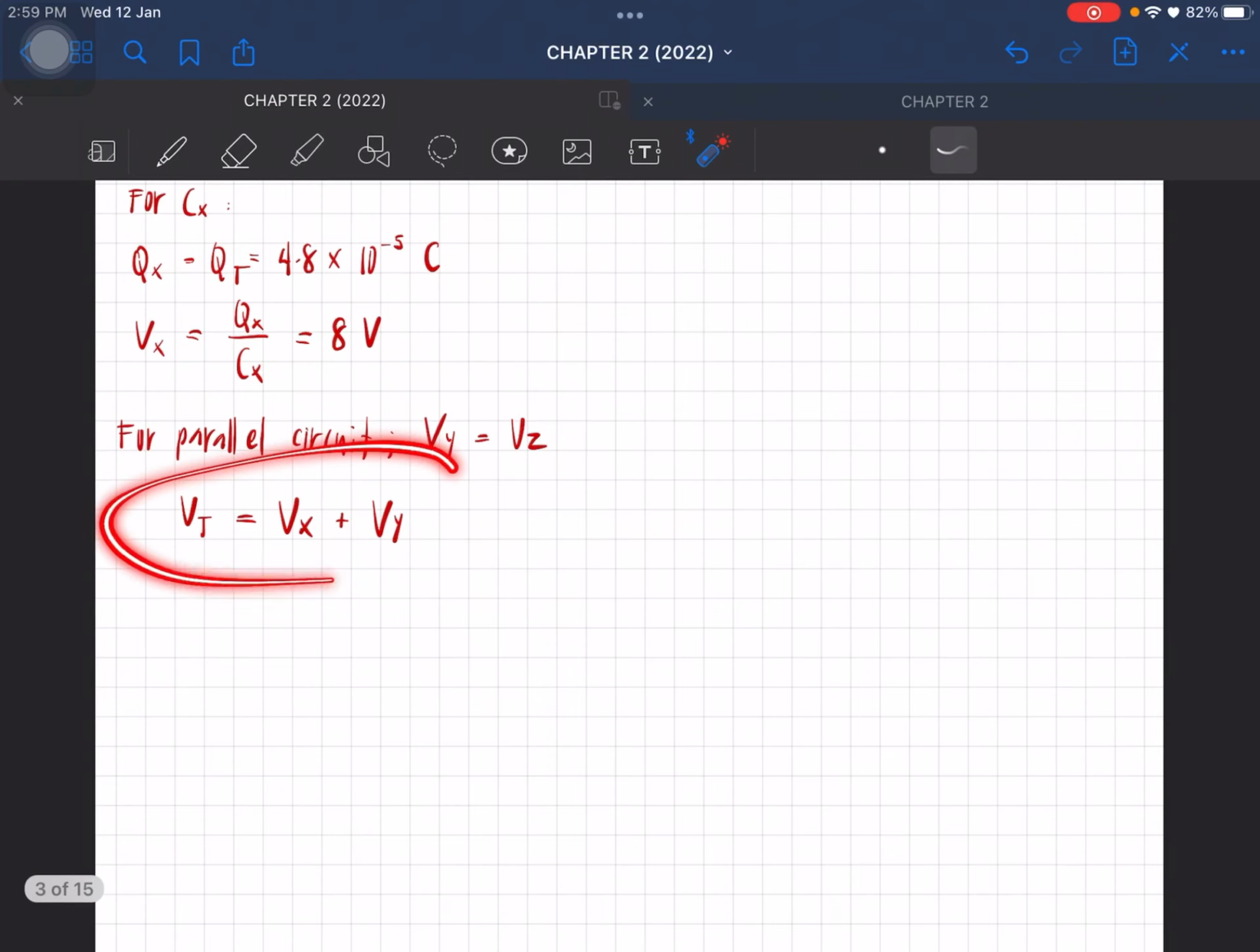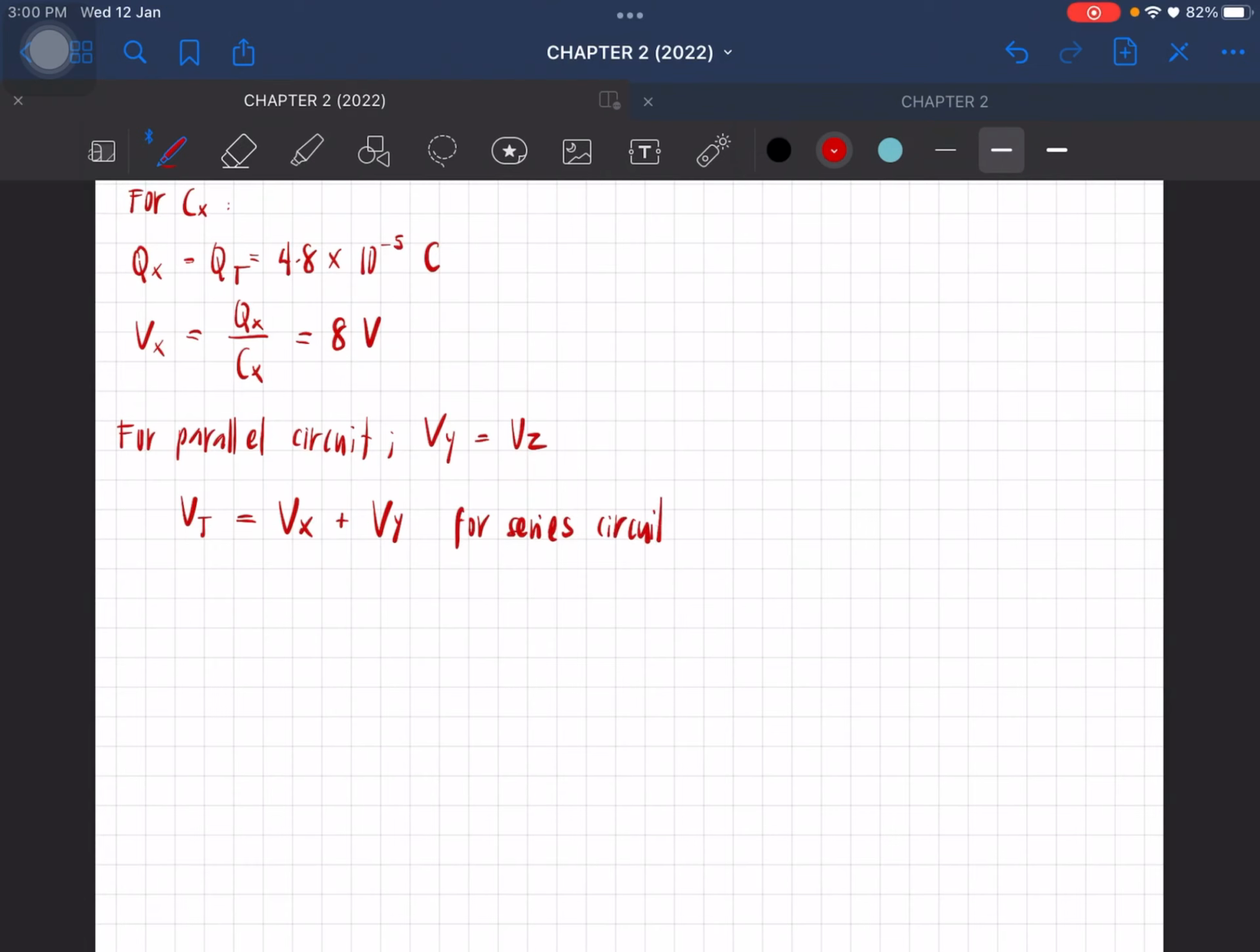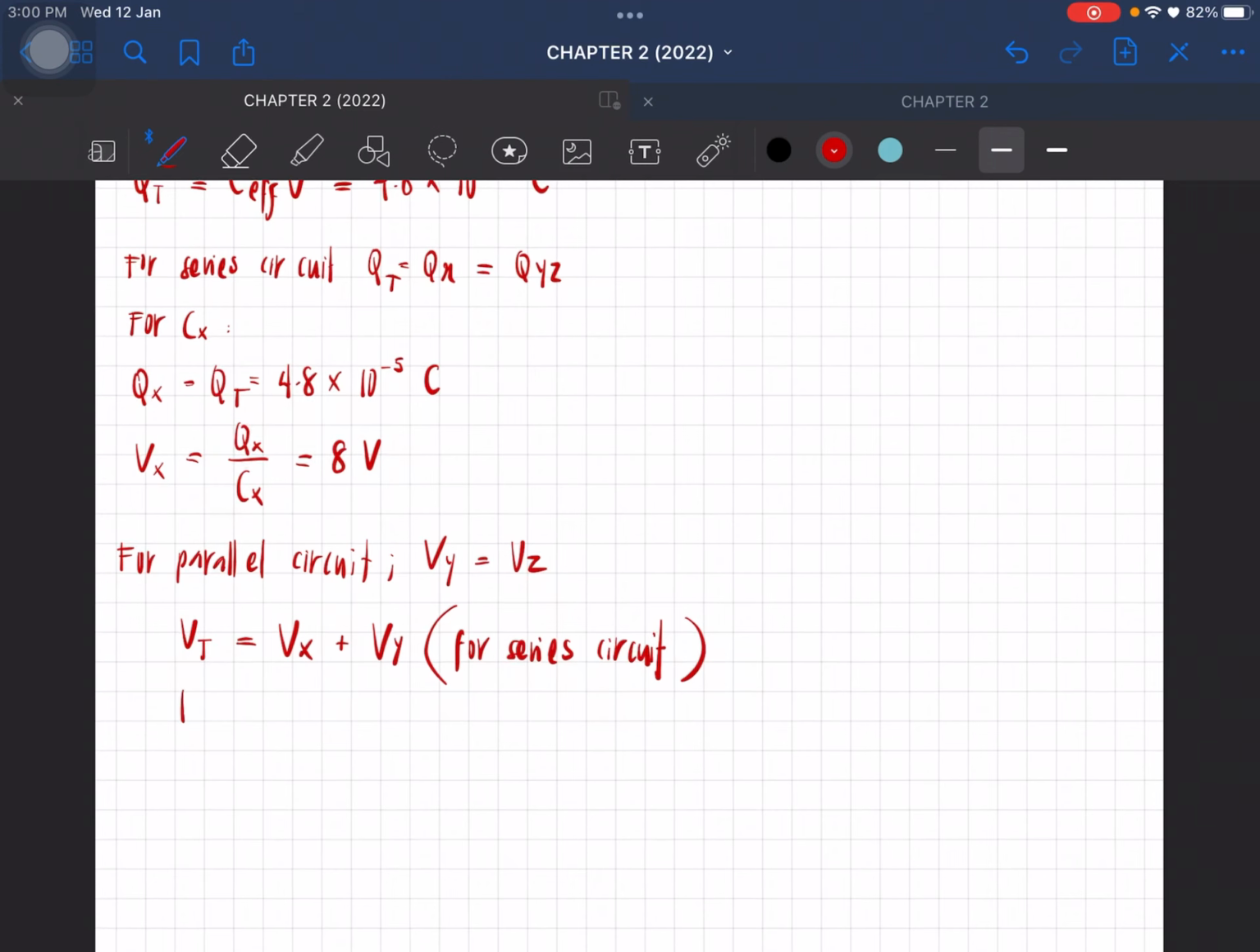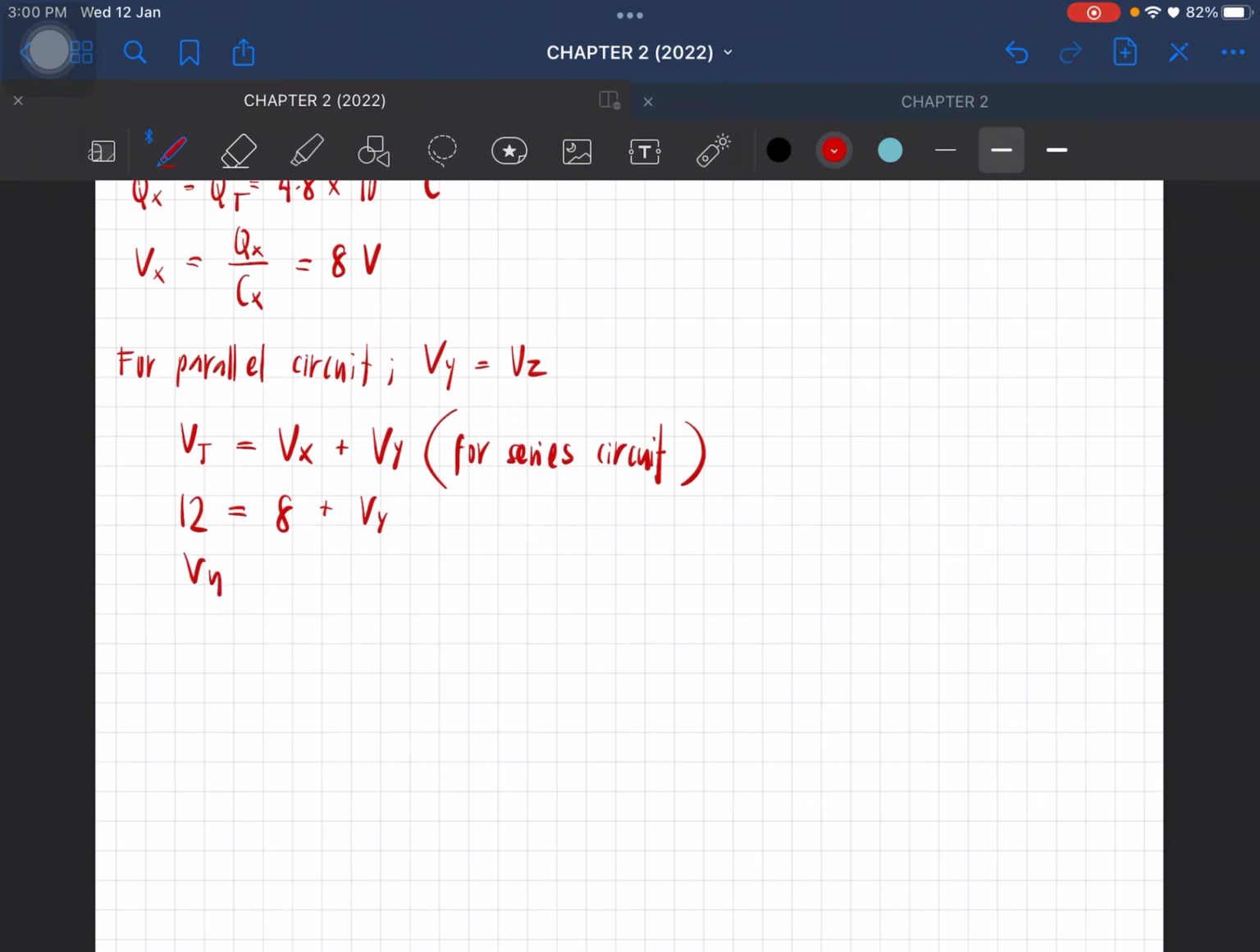Okay, where do we get this from? We get this for a series circuit. Okay, this is for a series circuit, don't be confused. So 12 is equal to VX, which is what earlier? 8, plus VY. So VY is just 12 minus 8, which is equal to 4 volt. So now we have both VY and VZ, which is also equal to 4 volt.